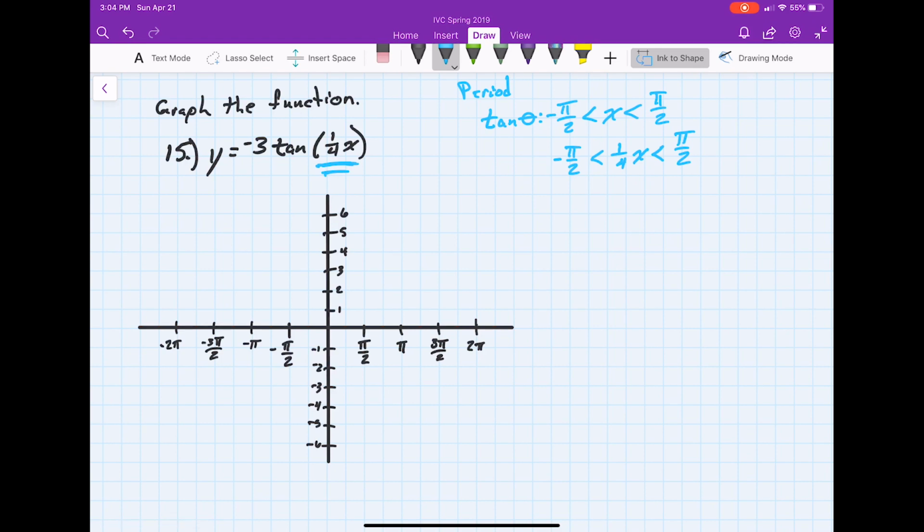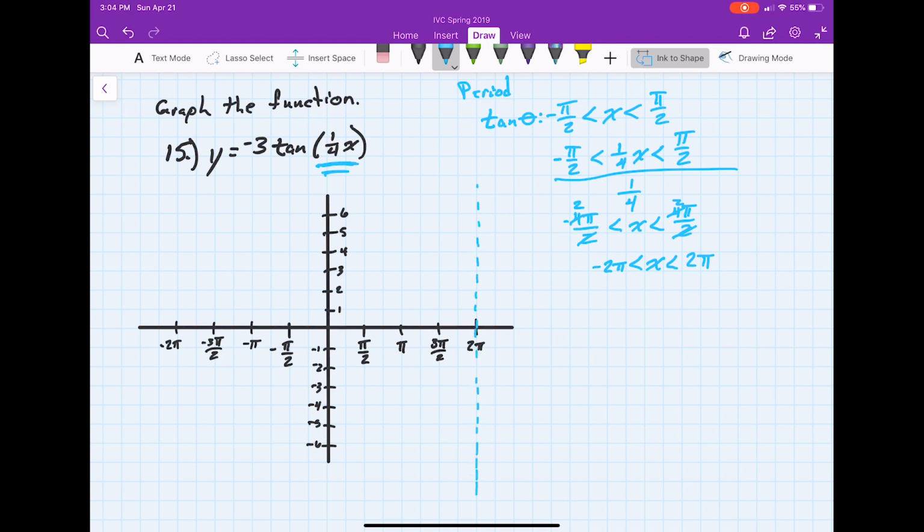So that means I need to divide this whole thing by 1/4 to get rid of that 1/4. So kind of doing a lazy shortcut. Divide that whole thing by 1/4, which would end up being multiplying by the inverse. So that means negative 4 pi over 2 is less than x, which is less than 4 pi over 2. And then this, of course, reduces. So we end up with negative 2 pi is less than x, which is less than 2 pi, which makes our period 4 pi. It makes this stretch out really, really wide.